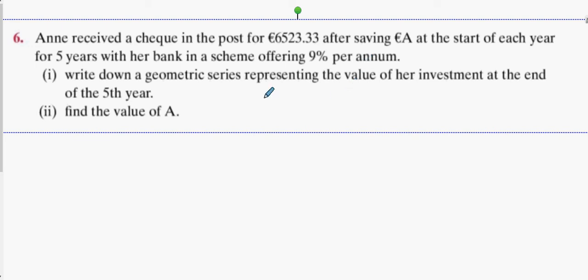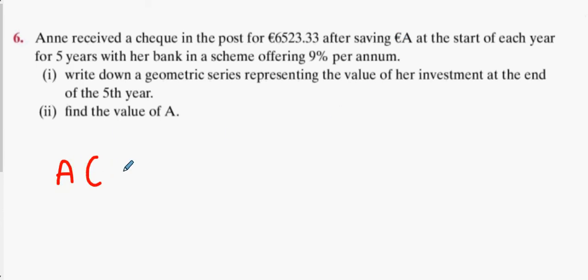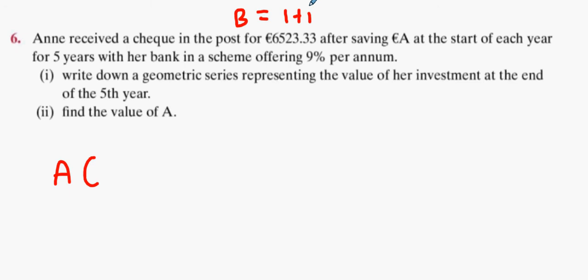This question is different. Alright, 5 years worth. So, we save a random amount of money at the start of a year. Okay? And we'll call b equals 1 plus i. Is that okay? b is equal to 1 plus i. Okay? So A, and what is i? We actually know i, don't we? What is it?